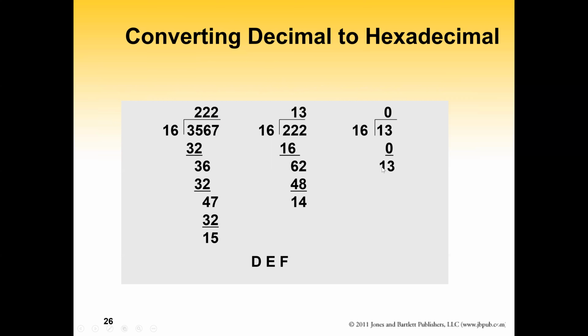Now, if I'm going to write my answer, don't write 13, 14, 15, because we know in hexadecimal, 13 means D. So the same thing as we did previously, since I'm dividing from left to right, I'm going to write my answer from right to left. So 13 means D, 14 means E, 15 means F. So the answer will be D, E, F. Again, my remainders are from left to right, so my answer, I'll read it from right to left.